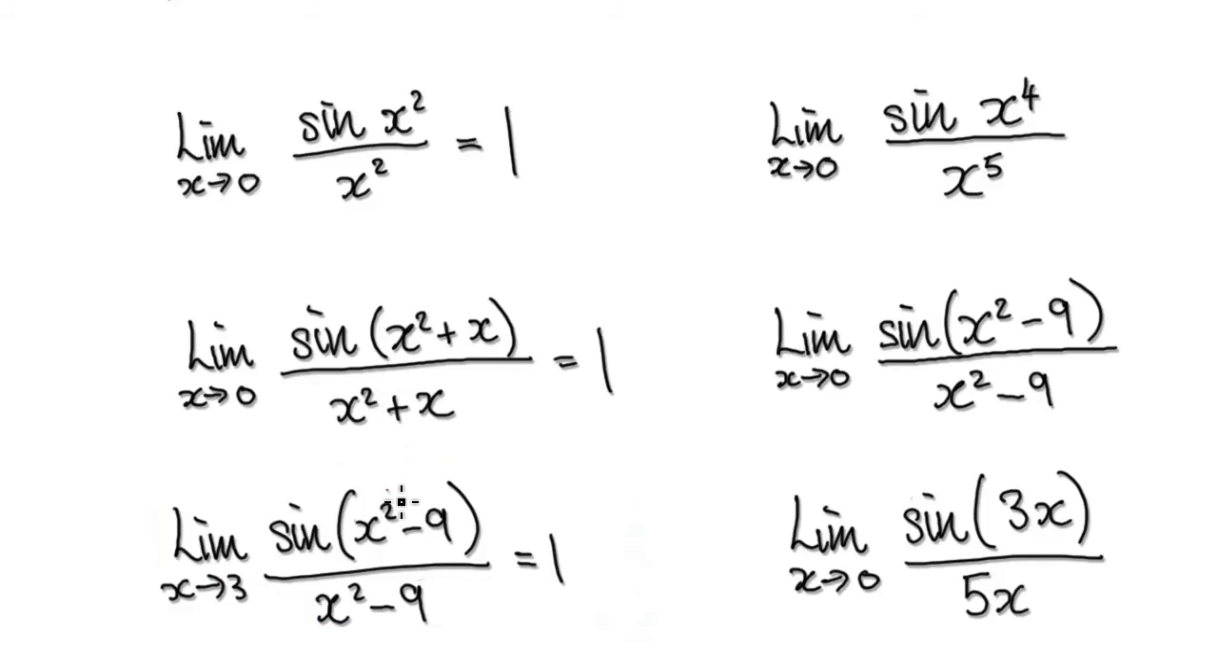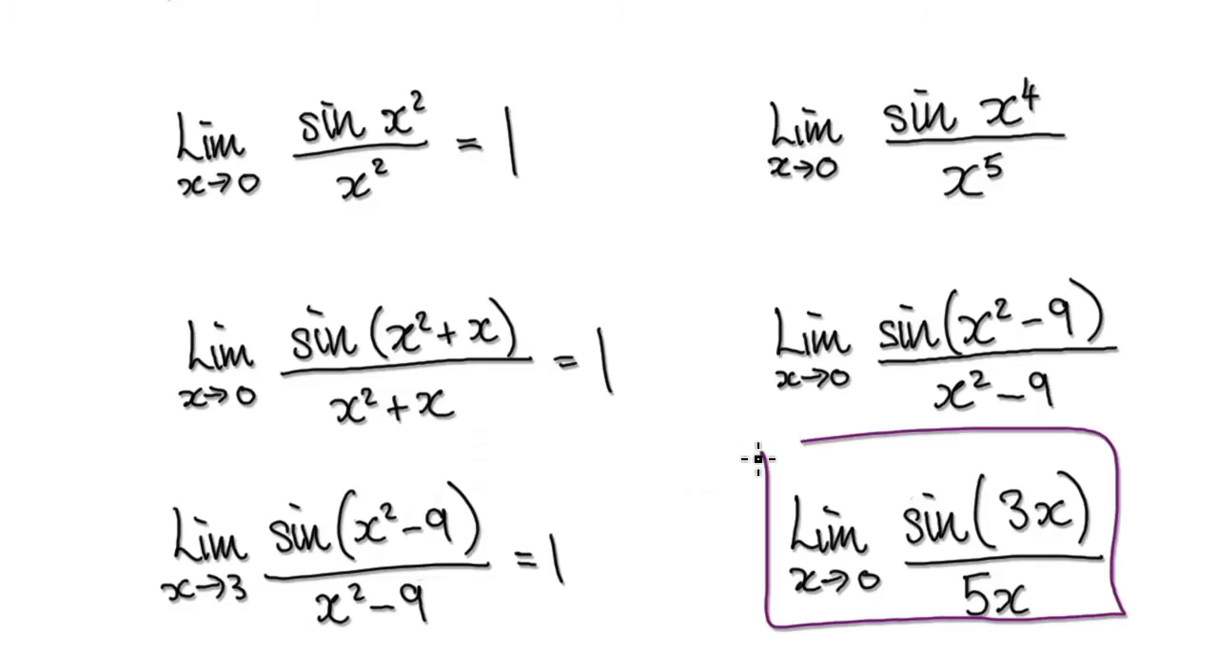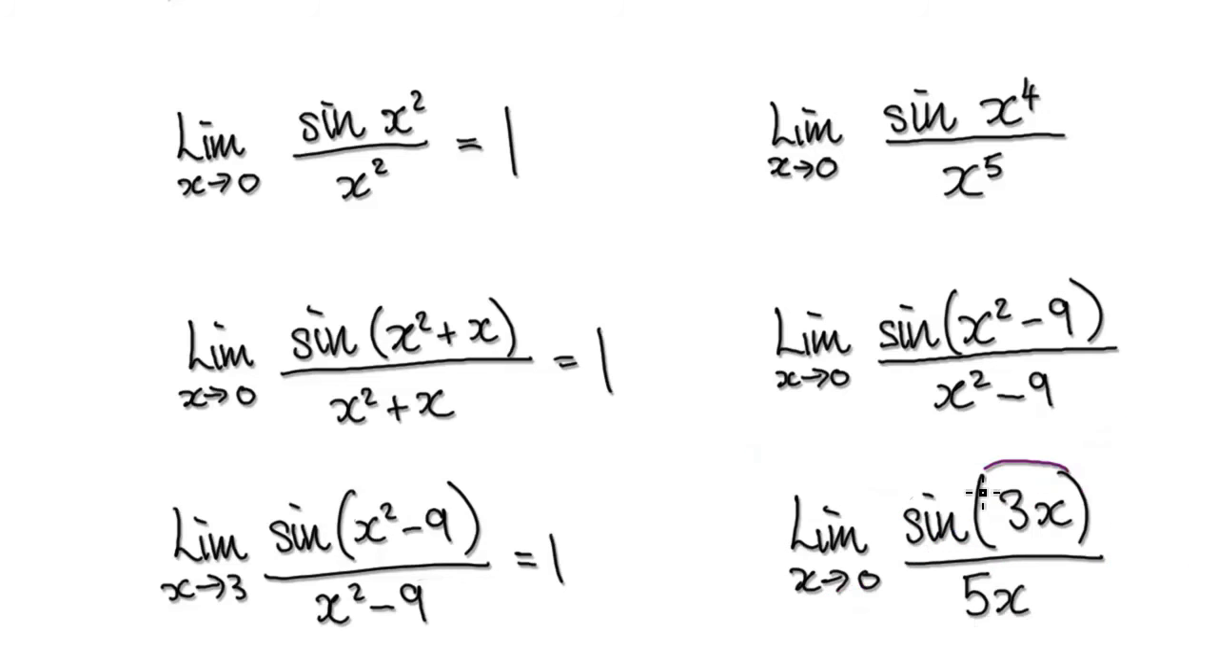Okay, let's look at this one here. You can't conclude that this equals 1, because even though this bubble is heading towards 0, and even though this bubble is heading towards 0, they're not on par with each other.